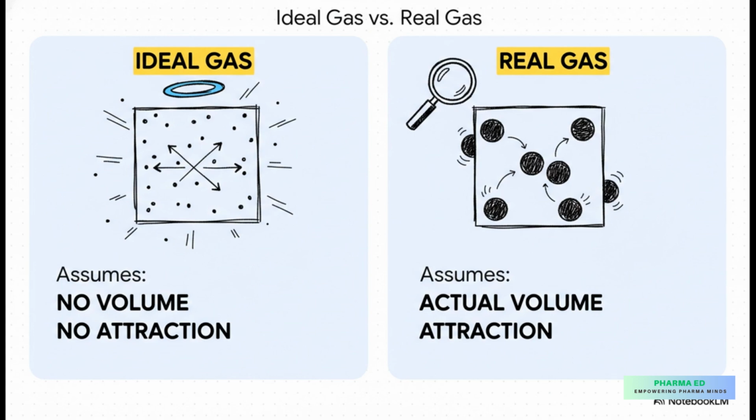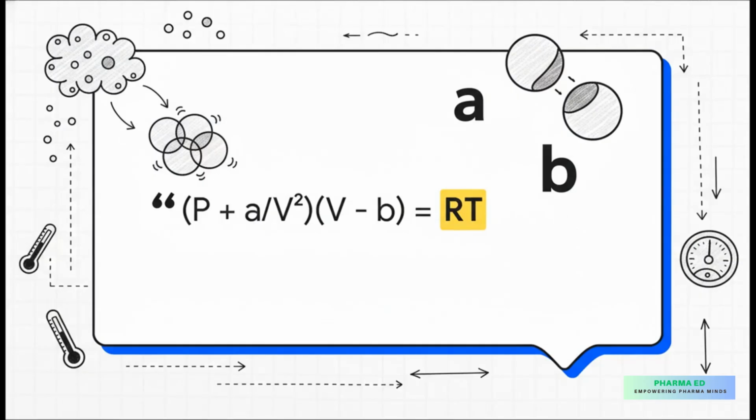And when you really start to squeeze them together or cool them way down, those little details suddenly become a huge deal. So how do we fix it? Enter the van der Waals equation. It looks a little intimidating, I know, but it's brilliant. It basically takes the ideal gas law and gives it a reality check with these two clever little correction factors, A and B, to account for how real gases actually work.